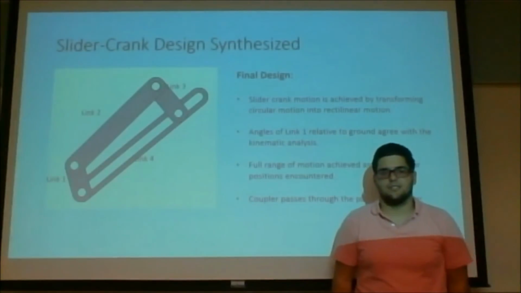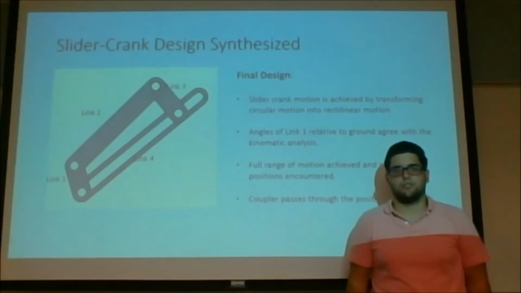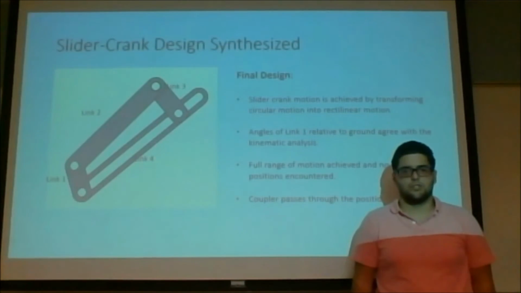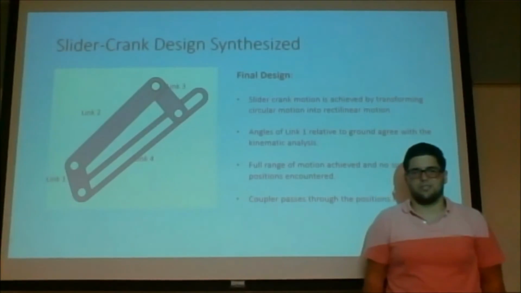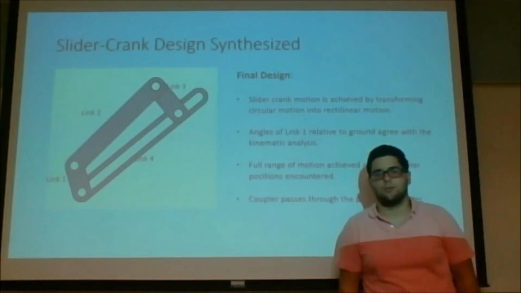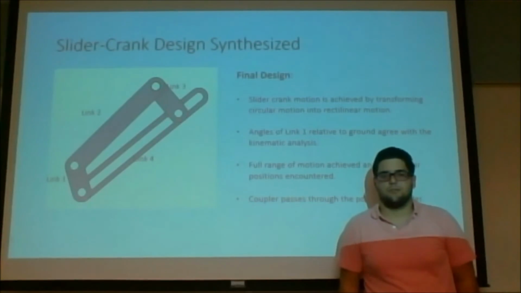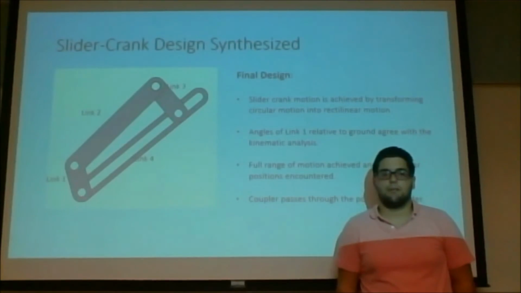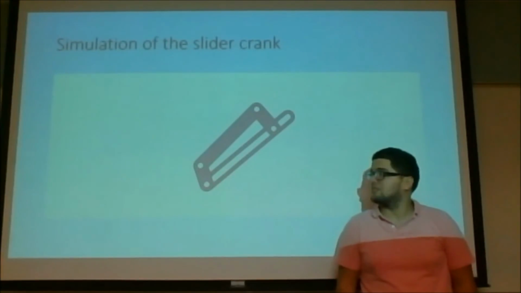Here is the slider crank design that has been synthesized from Orange's section. As you can see here, the slider crank motion is achieved by transforming circular motion into rectilinear motion. Angles of link 1 relative to ground agree with the kinematic analysis, and full range of motion is achieved with no singular positions encountered. Additionally, the couplers, as previously stated in the objective, pass through all positions in order. Here's a simulation of the slider crank.